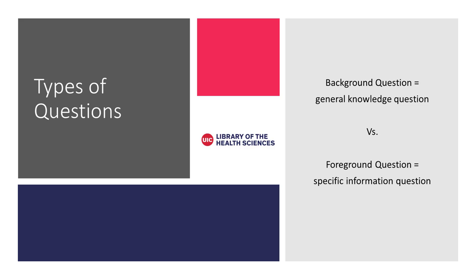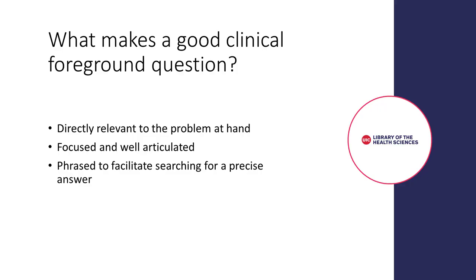Foreground questions are asking for specific information. These are questions where you are looking for answers to apply to a patient. The answers will help you with clinical decision-making. Foreground questions are frequently complicated. So what makes a good clinical foreground question? They are directly relevant to the problem at hand, focused and well articulated, and phrased to facilitate searching for a precise answer. These qualities will help you to find the exact information needed amongst the millions of articles available.